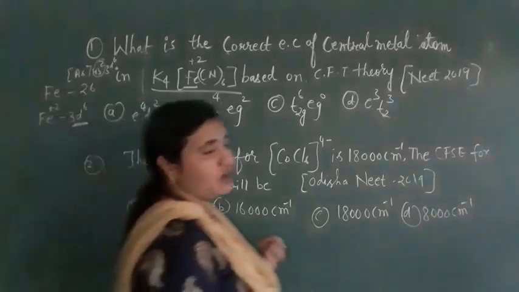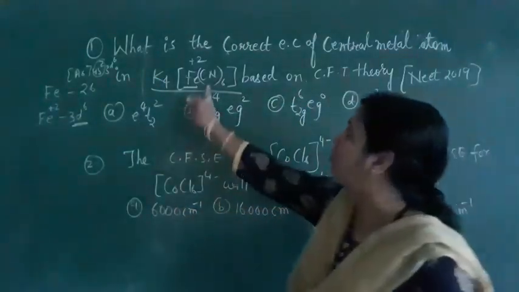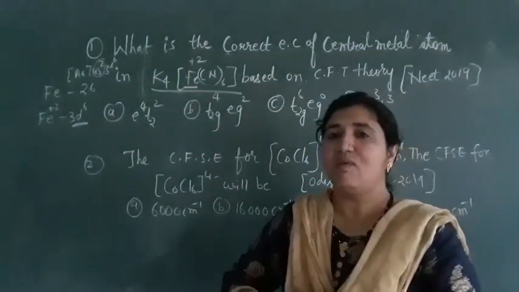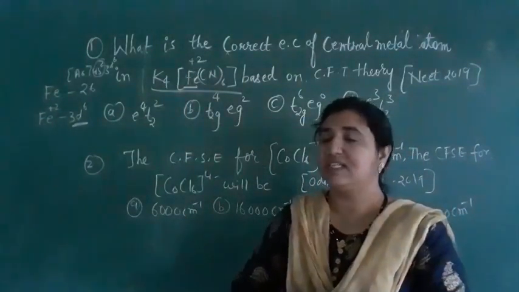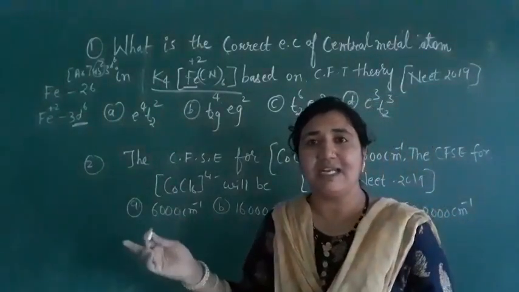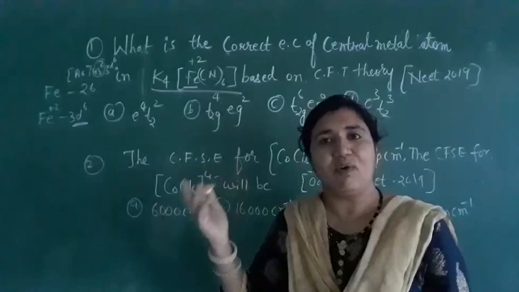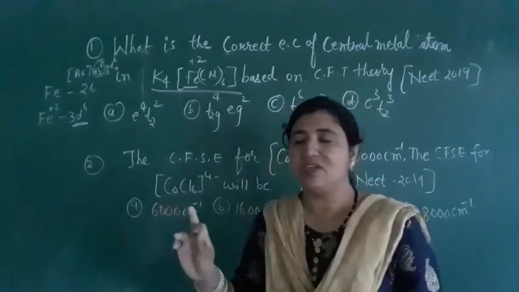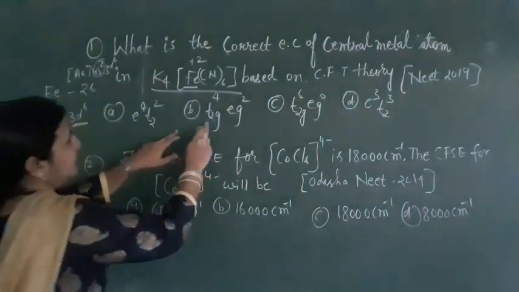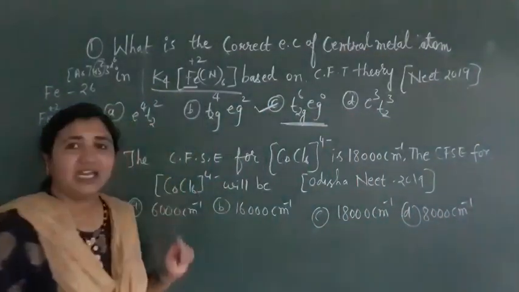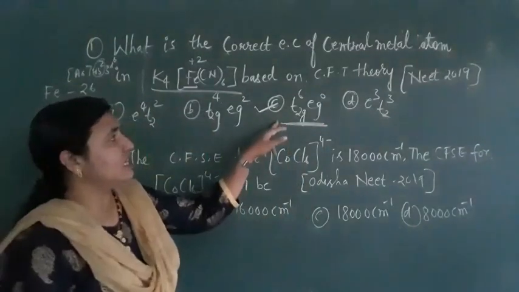For d6, what will be the electronic configuration? The cyano group is a strong ligand. So in the presence of a strong ligand, pairing will take place. So the electronic configuration is t2g and eg: t2g will have all 6 electrons, and eg will be 0. So here t2g6 eg0, option C, will be the correct answer.